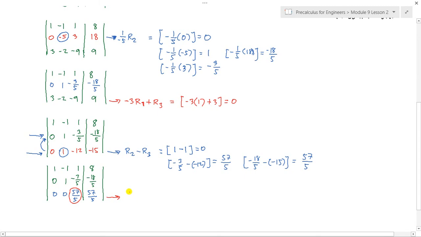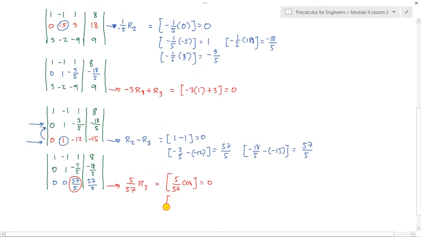Reciprocal. Okay, reciprocal. Tama. So, the reciprocal of 57 over 5, that is 5 over 57. Multiply nimo sa tanang element sa row 3. And if we're going to do that, let's start with the first column. So, 5 over 57 times 0, automatic 0. Even the second one, 5 over 57 times 0, 0 gyapon.